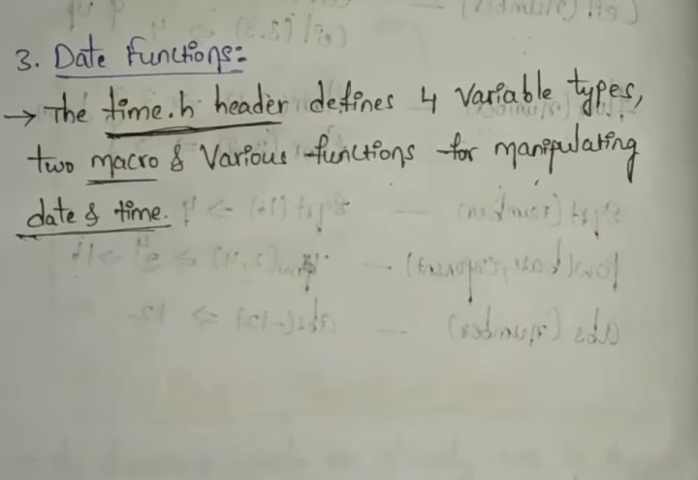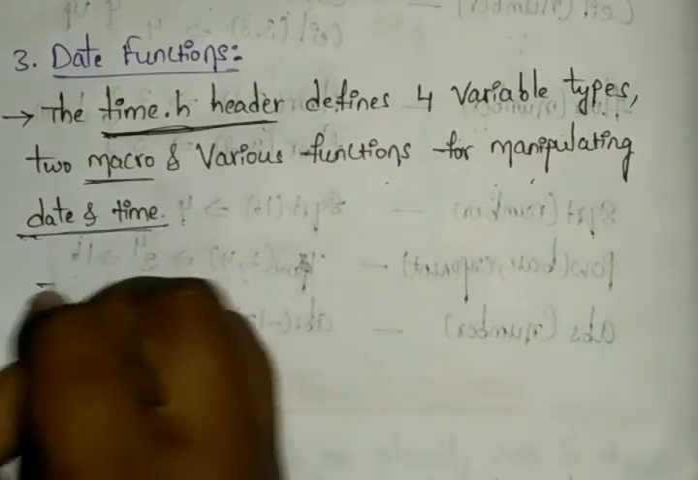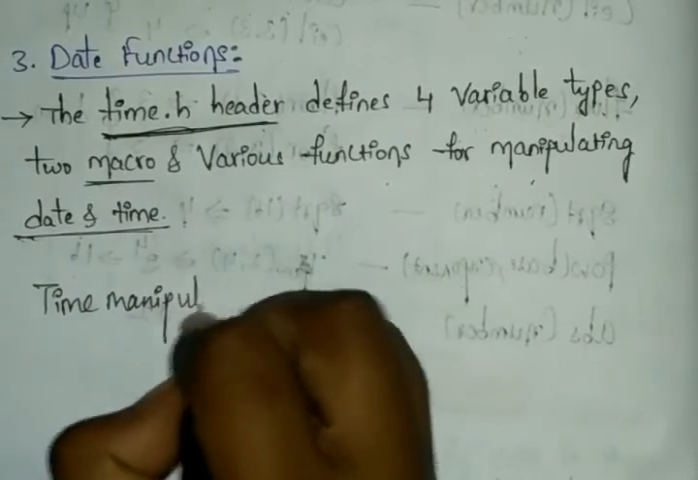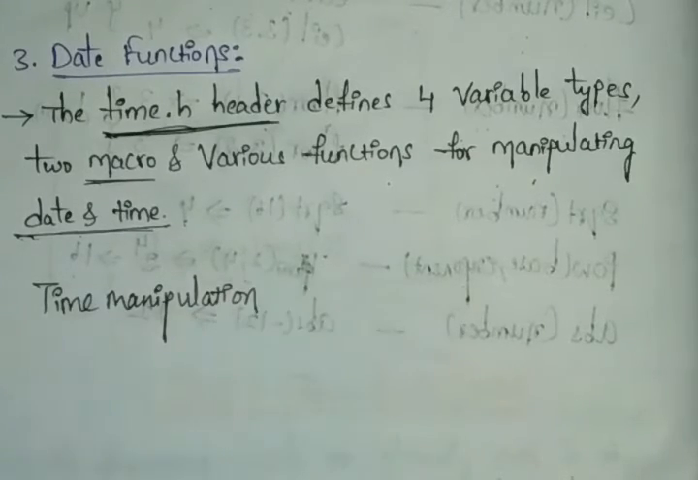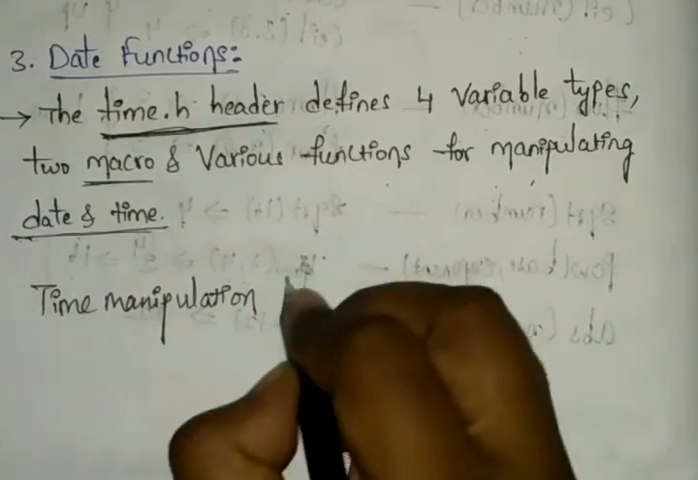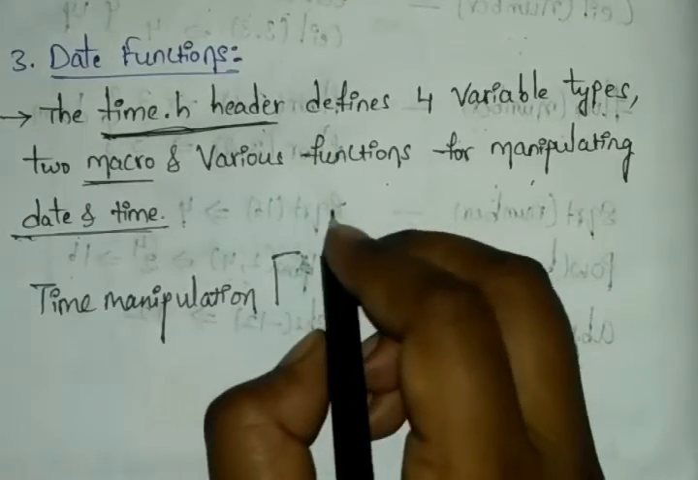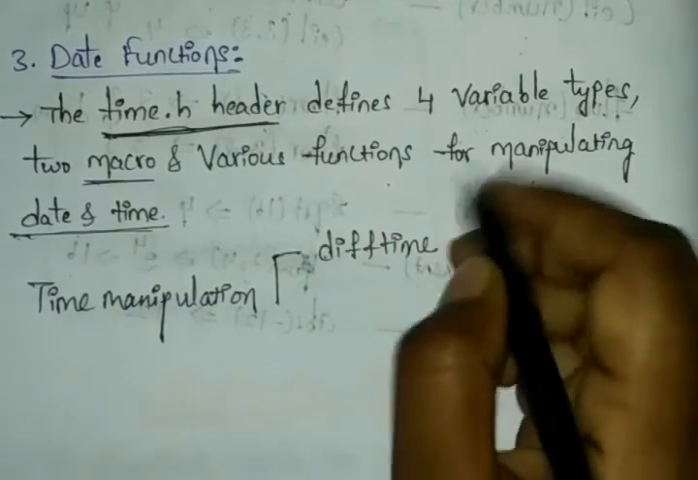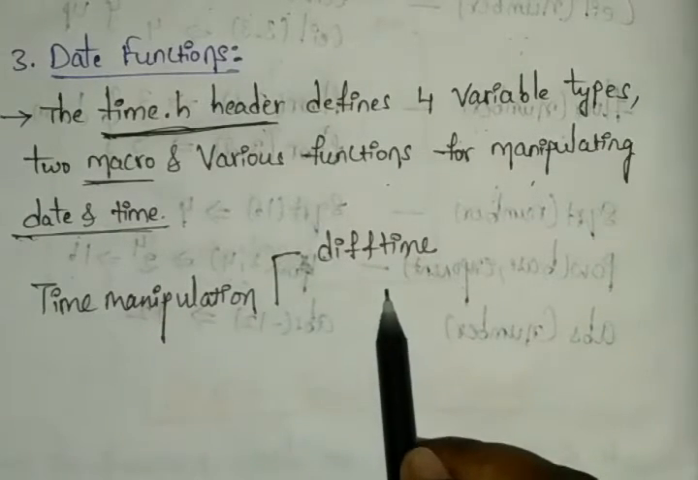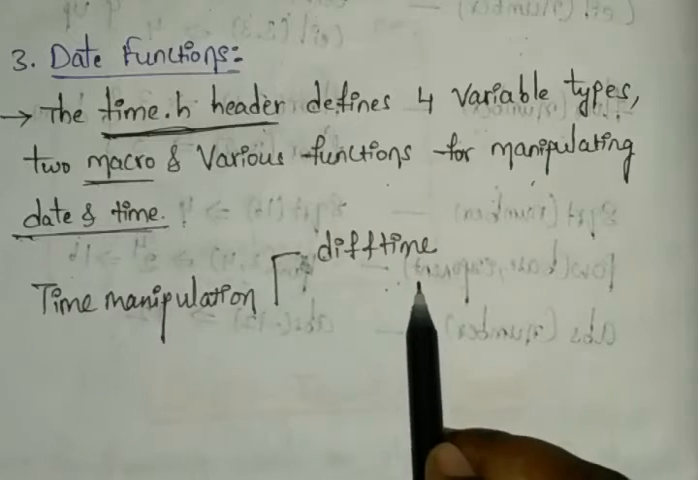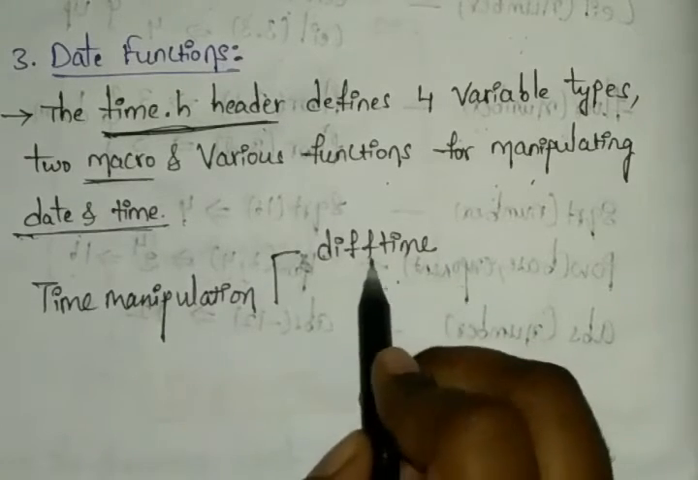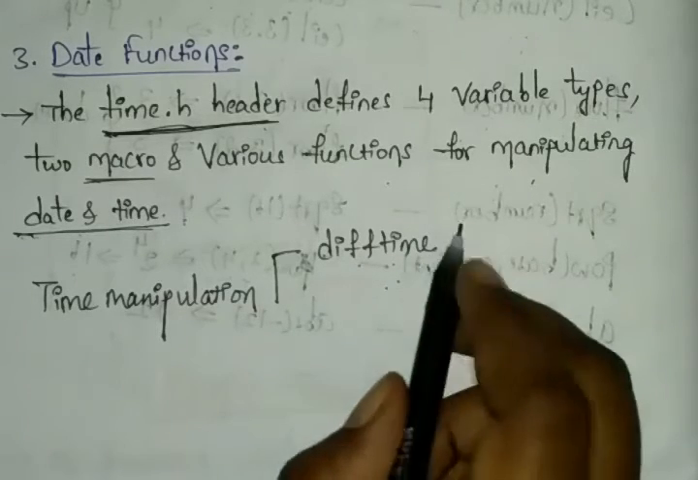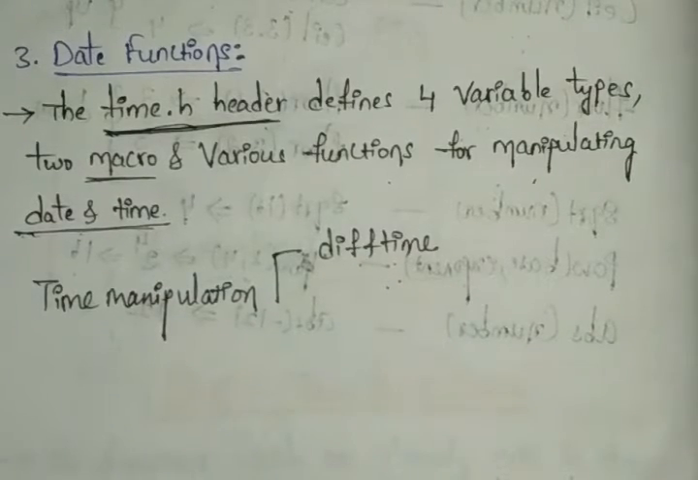First, it has the time manipulation. In the time manipulation, you can work with different times. Difference means it computes the difference in seconds between two time_t values.